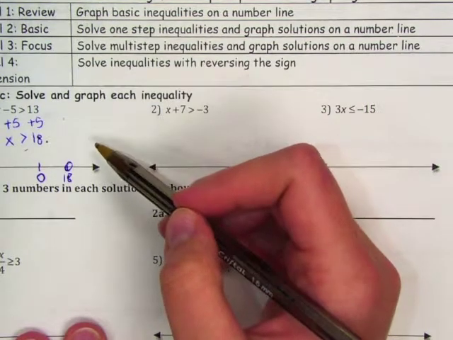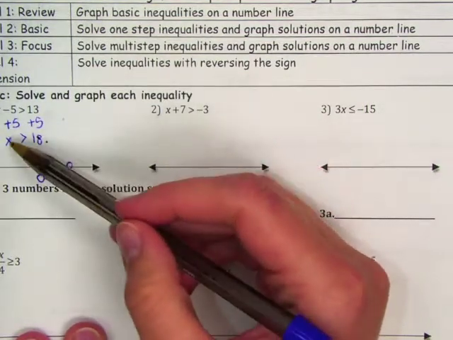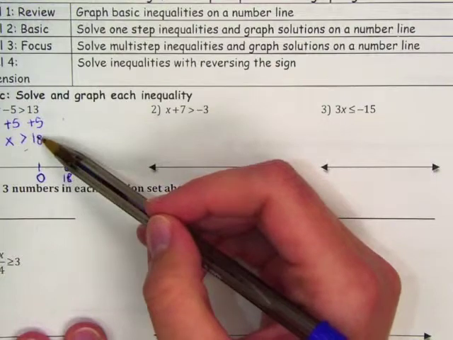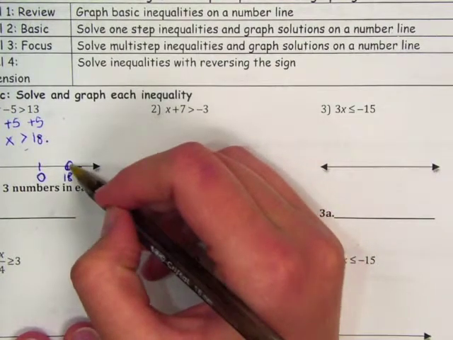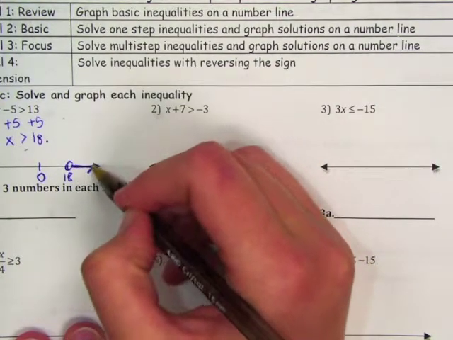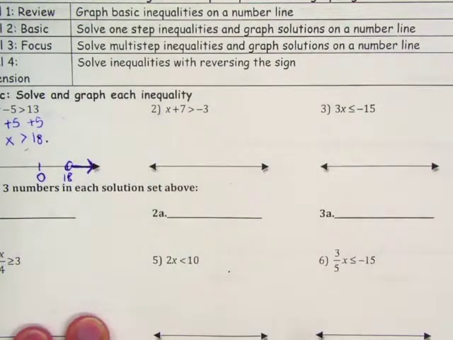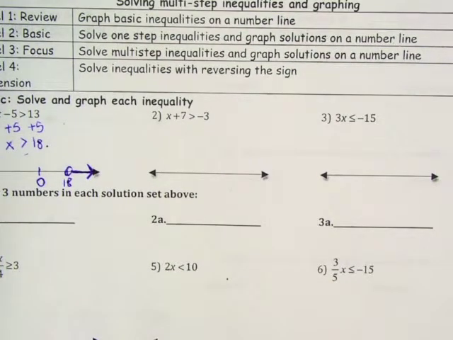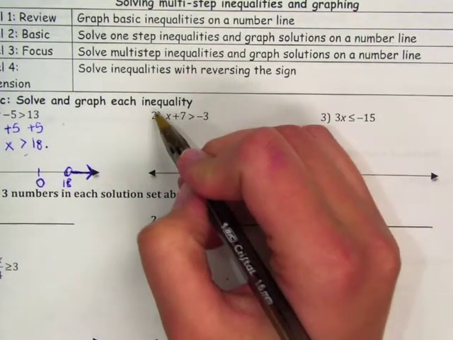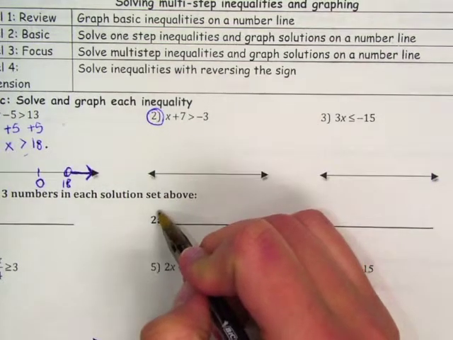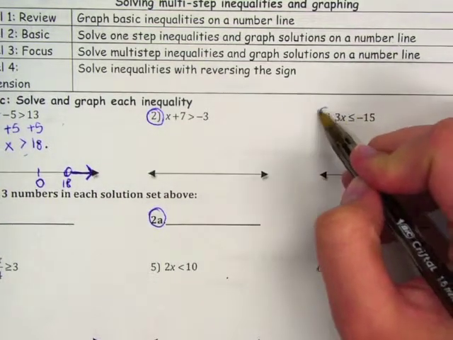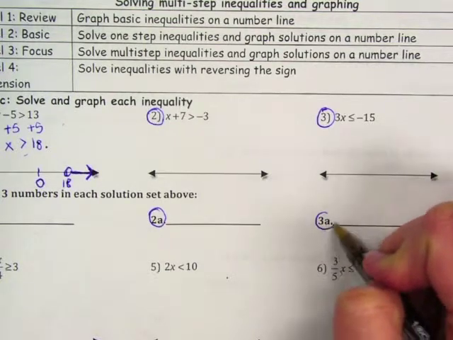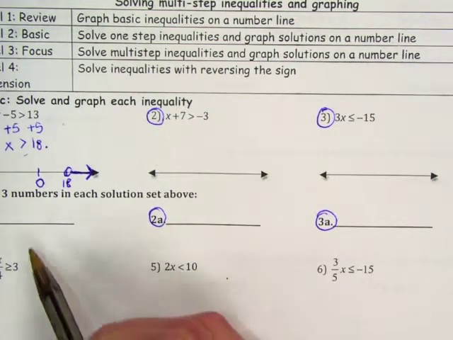Then I have to decide which way to shade. Since x is greater than 18, I'm going to shade to the right because these numbers to the right of 18 would be greater than 18. Now I want you to try number 2, number 2a, number 3, number 3a after I do 1a.